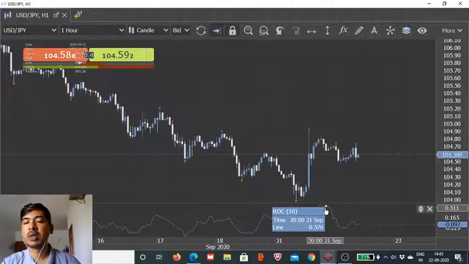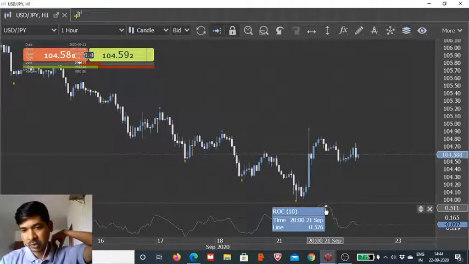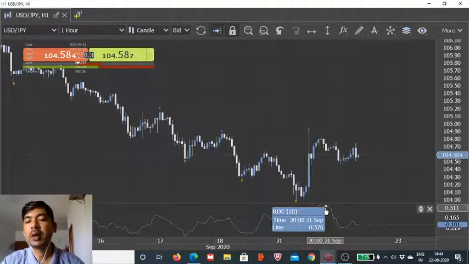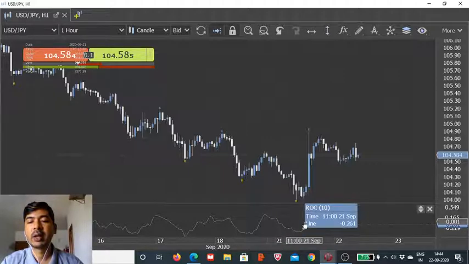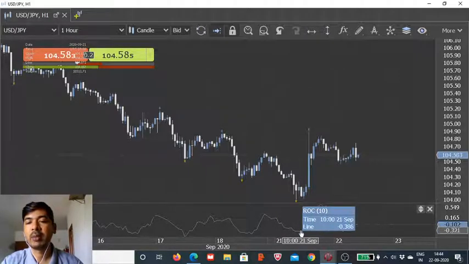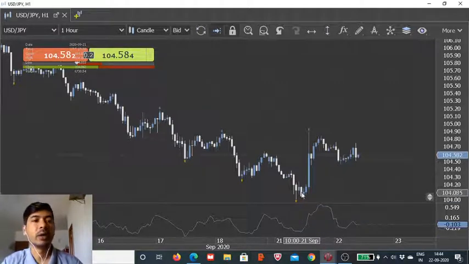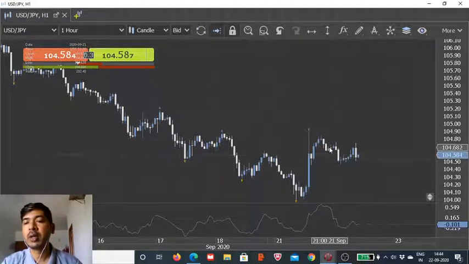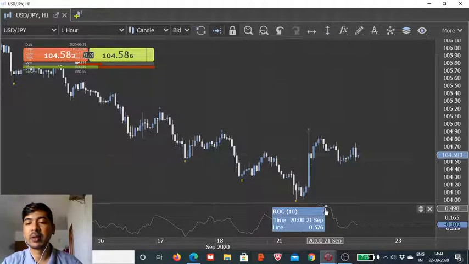So at 20 GMT we have the ROC at 0.57%, which means more than half a percentage point move happened between the output value for that point in time and the value 10 hours back. So here if we go back in time to 10 GMT, we have the USD JPY trading a lot lower, then it jumped around half a percentage point. So we have the change being reflected in this ROC's output value.